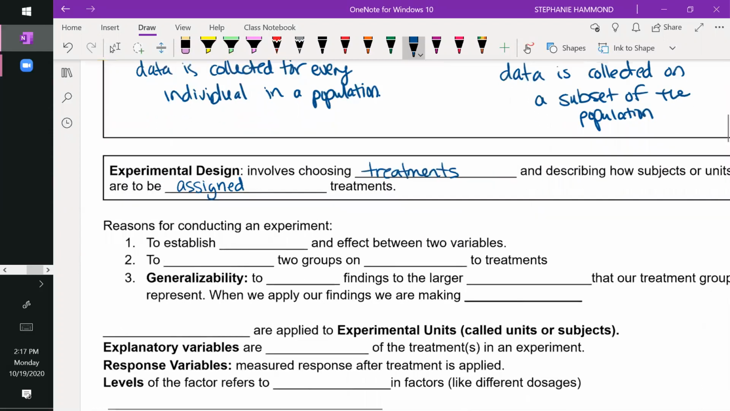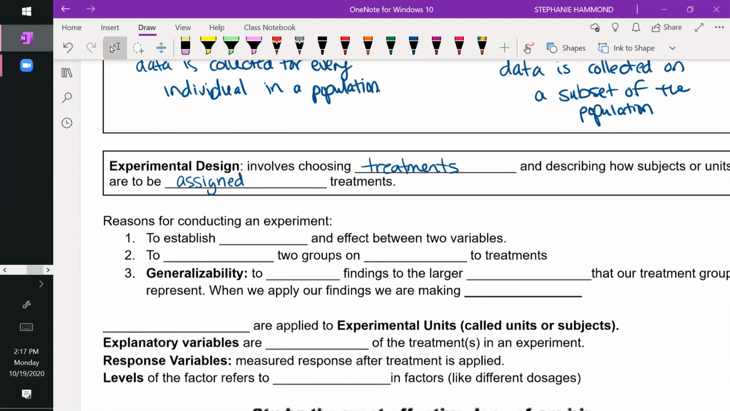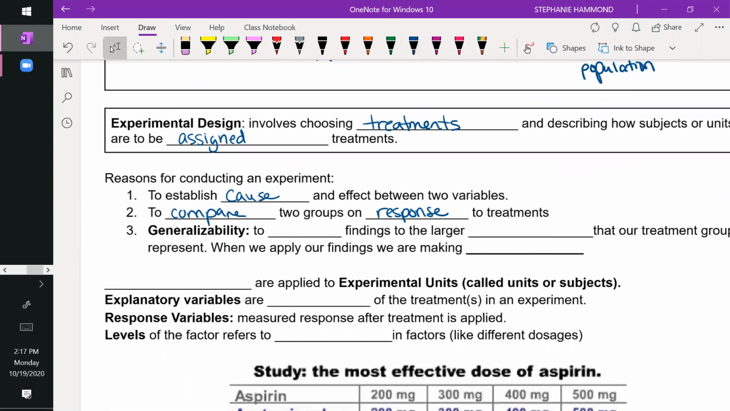So why would we want to conduct an experiment? As I already said, it's the only way that we can establish cause and effect between two variables. So that's the biggest reason. It's also, though, if we wanted to compare two groups on response to treatments. In order to talk about response to treatment, we have to impose that treatment, and so we would be doing an experiment.